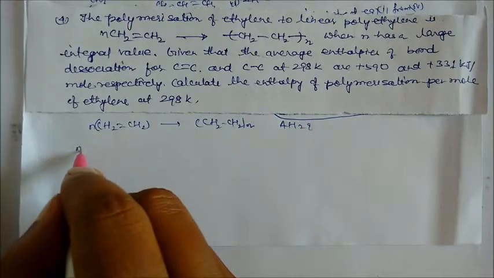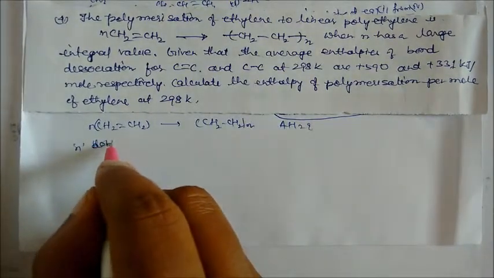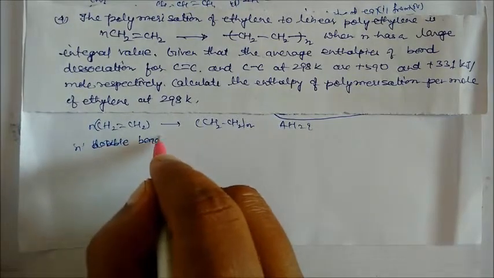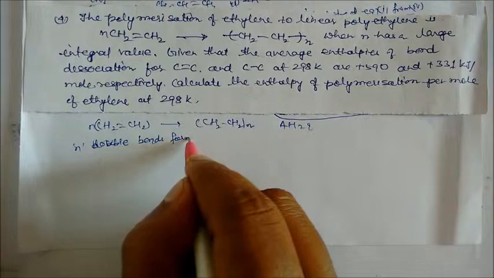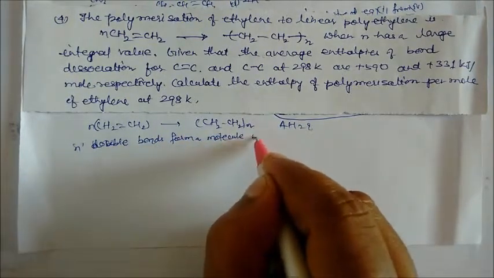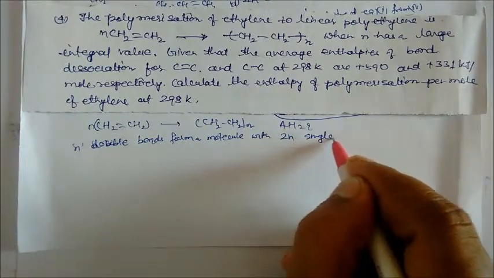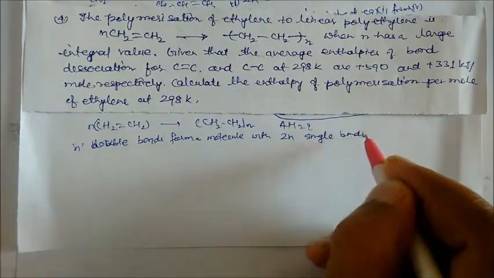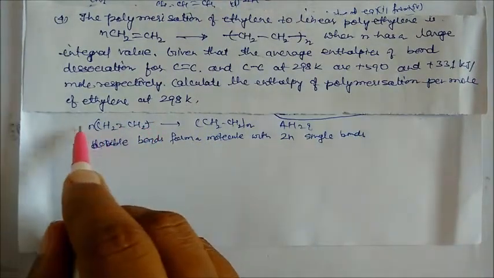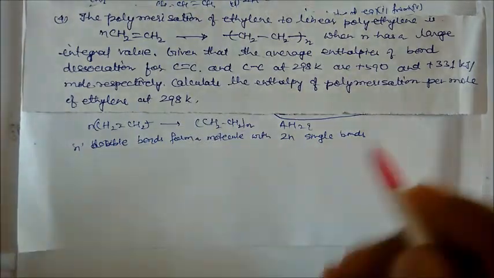Now we know that n double bonds form a molecule with 2n single bonds. This you have to keep in mind. How to see two single bonds? Because the double bond will break and it will form two bonds, so it becomes a long chain. Like this we can understand.